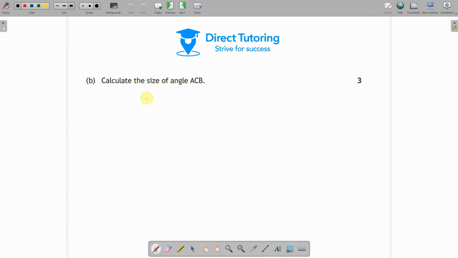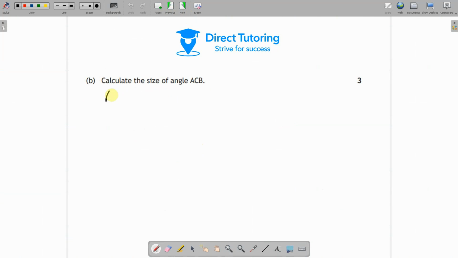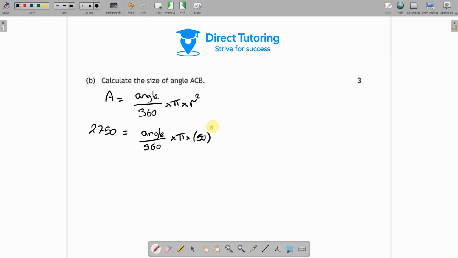So if we look at part B, it asks us to calculate the size of angle ACB. So if we go back, we are wanting this size here. So we're given an area and we already know the radius. So we have to use the formula of sector area, which is A equals the angle, which is the thing that we want, over 360 times by pi times by r squared. Now we know the radius. The radius was given to us as 50. So 2,750 equals the angle over 360 times by pi and then times by 50 squared.